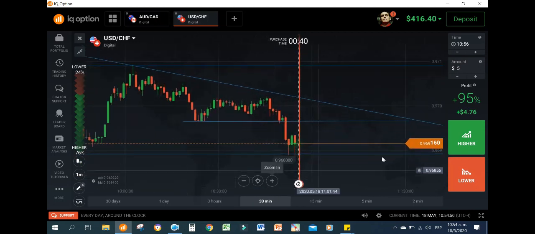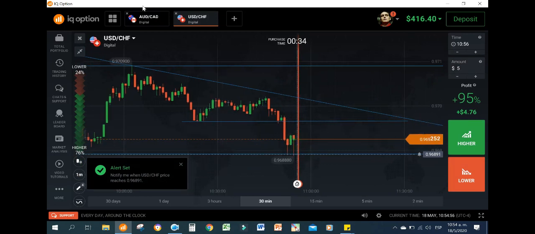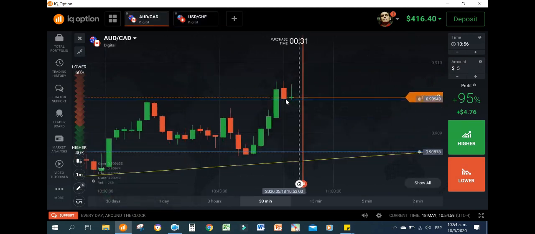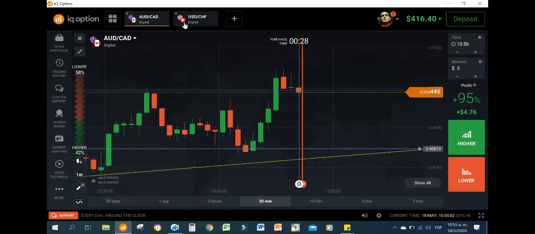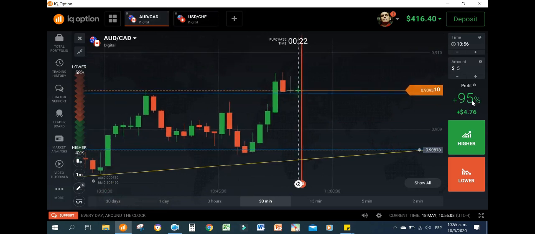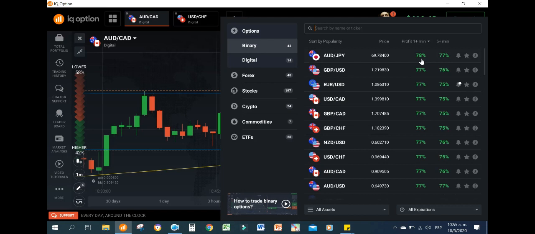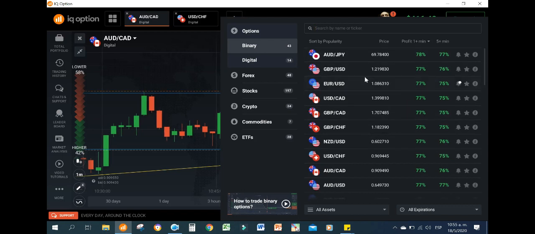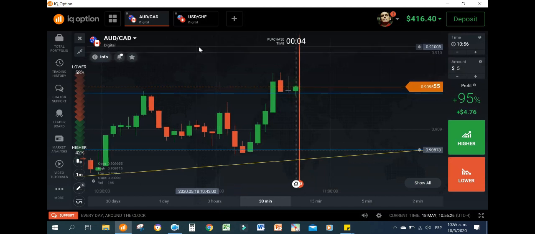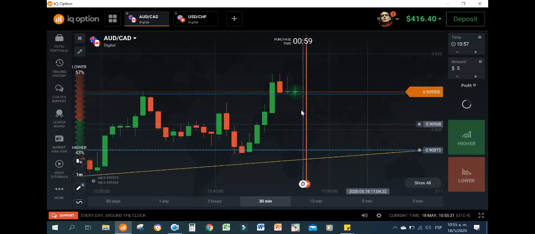Let's wait. Let me place an alert here too. Today I'm just trading on these two pairs because they are the ones with the higher profit. Let me check if there's another one on binary. I don't see any other one, so it isn't worth it for me. If it doesn't offer more than 80%, it's not good for me.